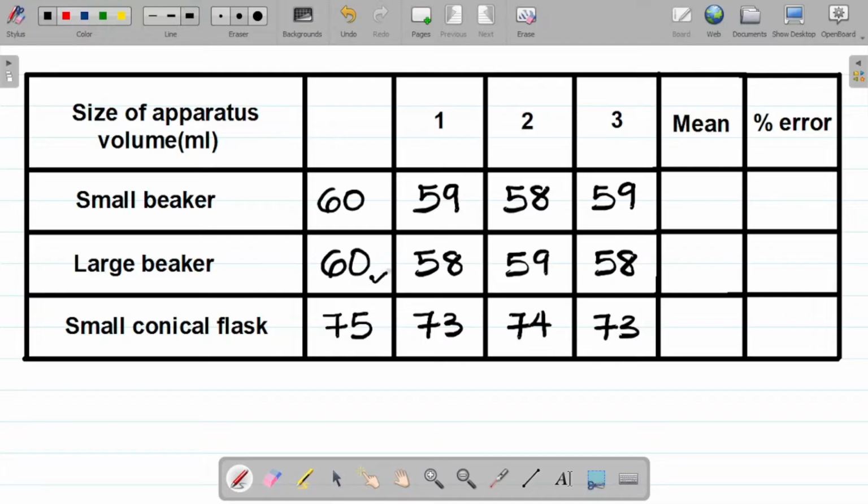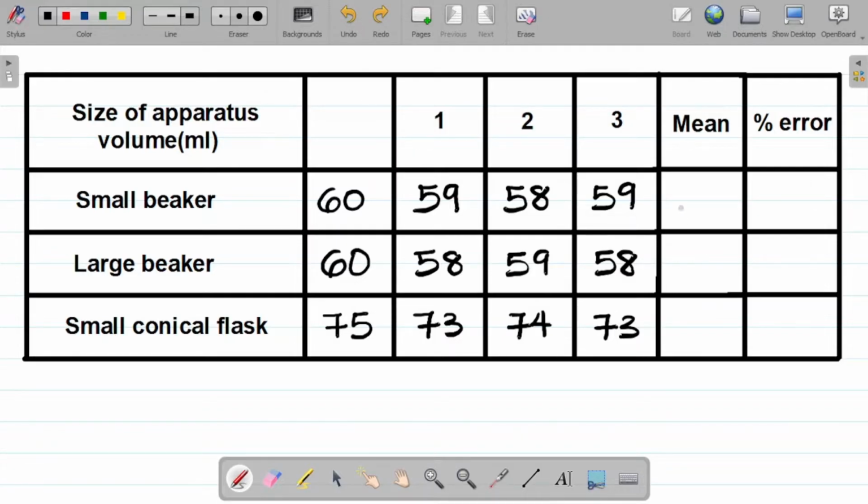Also, for the large beaker, the original or true volume is 60 milliliter. When I measured first, I got 58 milliliter. The second time, I got 59 milliliter. And the third time, I got 58 milliliter. Finally, it was time for the small conical flask, whose original volume was 75 milliliter. I measured first and got 73 milliliter. I measured again and got 74 milliliter. The third time I got 73 milliliter. So these are my results from my measurements.